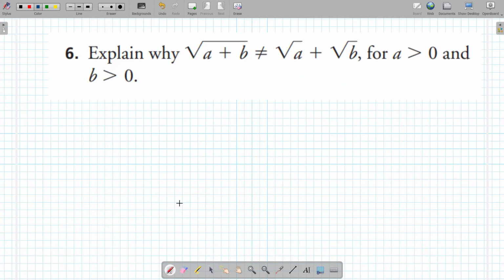Explain why (a plus b) squared is not equal to a squared plus b squared for a equals 0 and b equals 0. How would you show this? All right, this is how we're going to show this. Let's say you have a plus b. Let's square this. What would you get? A squared plus b squared.